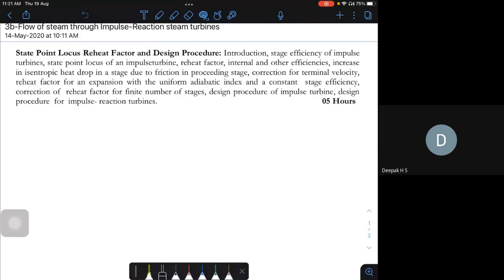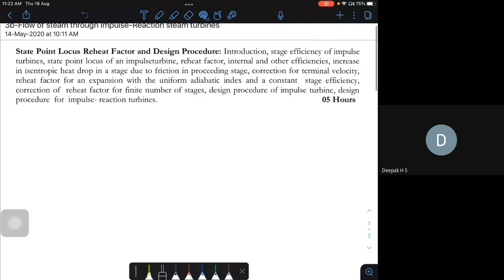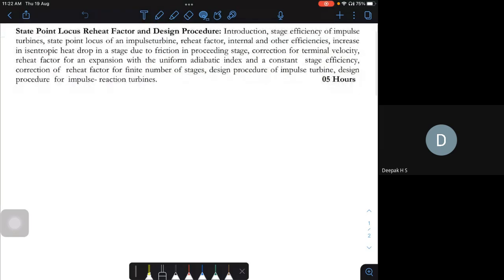Also, when you are trying to increase this, there are certain correction factors which can be adapted so that I can assimilate the actual working condition compared to your theoretical conditions. That's what we'll be doing. So what exactly is it? State point locus is the tool for design. That's what we call it.